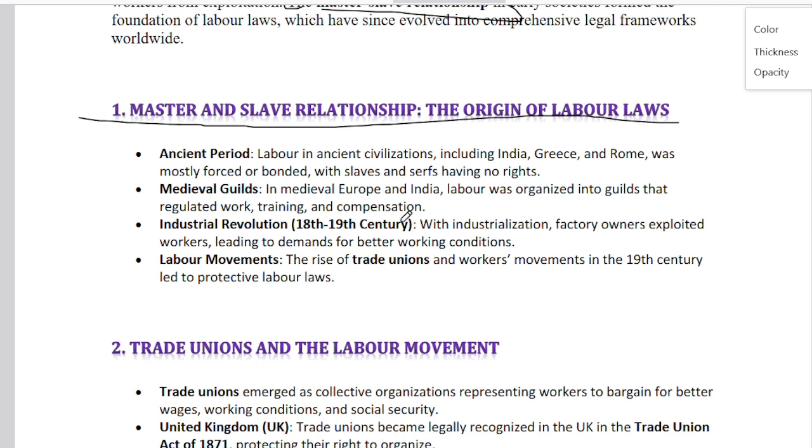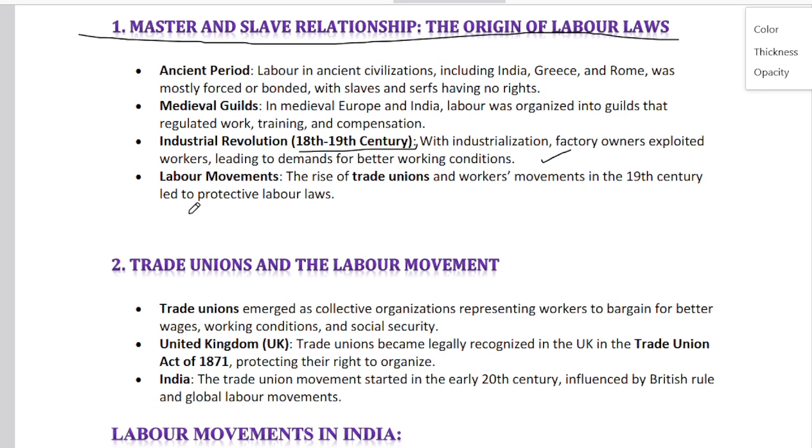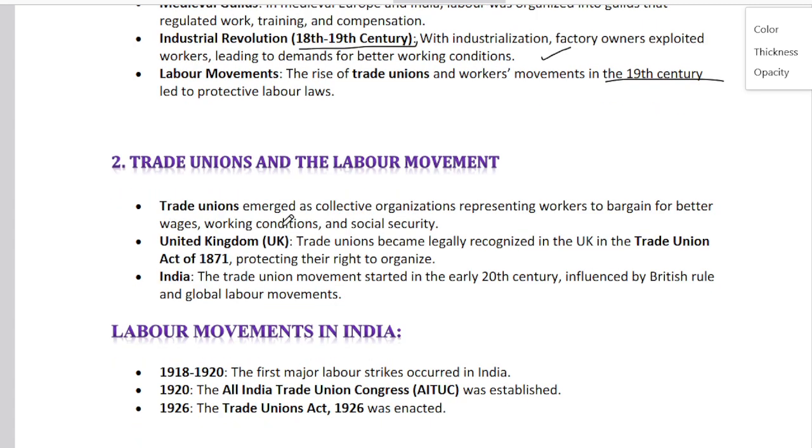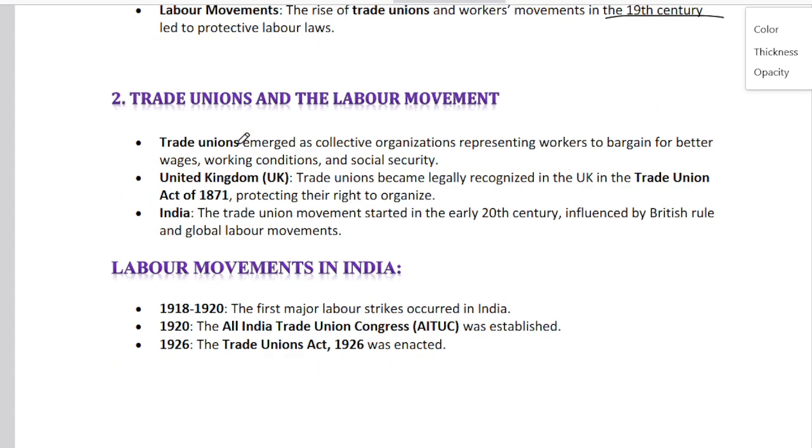The Industrial Revolution started in the 18th and 19th centuries with industrialization. Factory owners exploited workers, leading to demand for better working conditions. So the Industrial Revolution broke out in the 18th and 19th centuries, and the labor movement started. Trade unions and workers' movements arose in the 19th century, and workers started protesting against the factories and masters.